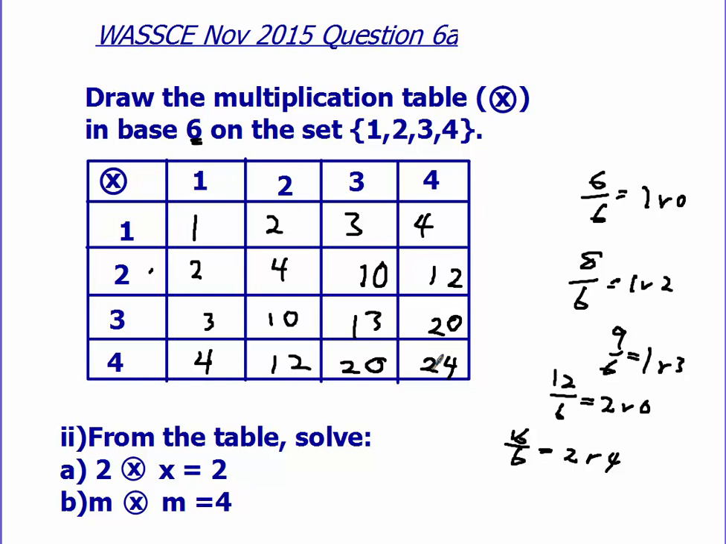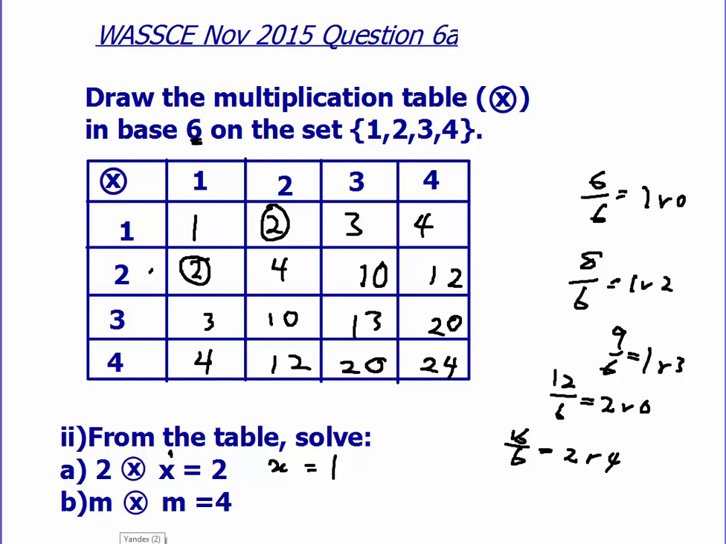Then from the table, let's solve 2 times a certain number equal to 2. So let's see, you got 2, there's 2 here, right? Good, there's 2 here, and there's 2 here. So 2 times what number gives us the answer 2? That was 2 times 1. Therefore, our x is equal to 1 here. Remember, here is 1.